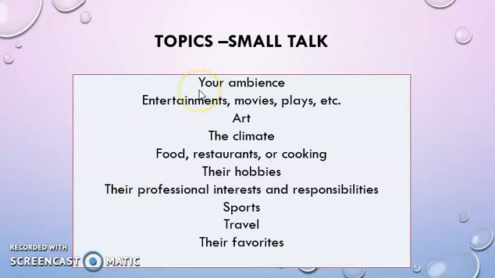You can talk about the place you are in, its ambience. If it's an office, or an airport or a waiting place, you can talk about it. You can talk about the entertainment area, movies that the person likes, art, climate, food, restaurants, cooking, hobbies, personal interests and responsibilities, the sports the person likes, travel, and favorites.